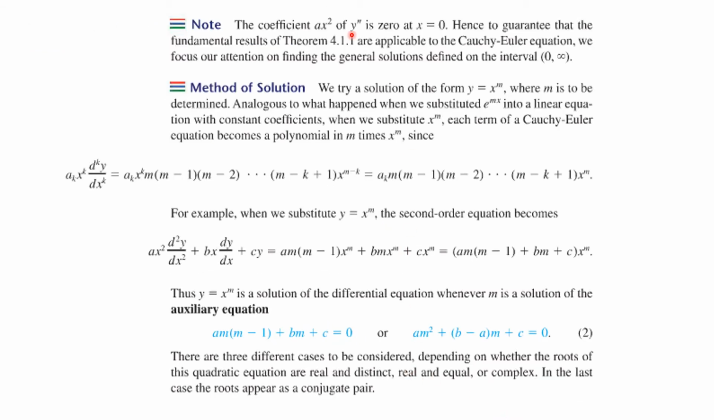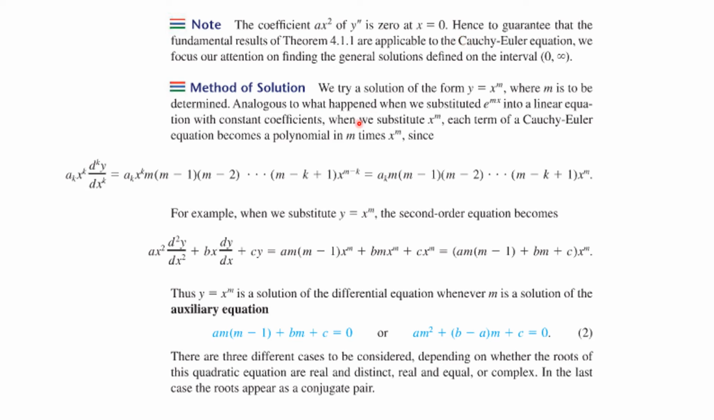Now note that the coefficient a x squared of y double prime, when we're talking about the second order equation, is 0 at x equals 0. So we have to avoid x equals 0. For the first part, we're going to talk about x from 0 to infinity, but we'll talk about what happens if you go to negative. So the real thing is we have to avoid x equal to 0.